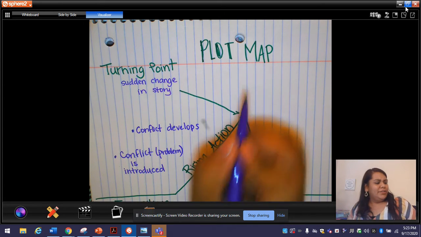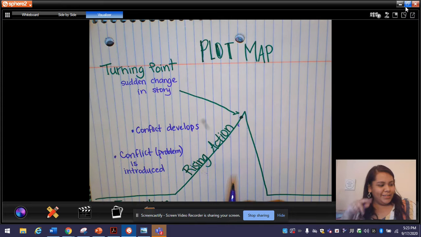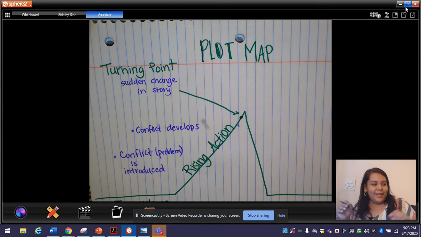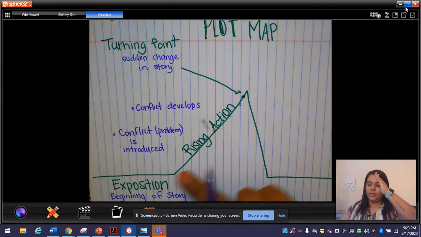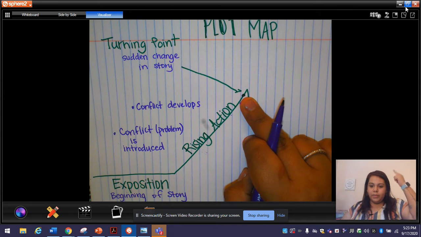And honestly, I just noticed that the picture in the little plot map in your packet, like the hand, that's what it means. That's what it's doing. It's like turning. It's kind of a creepy hand, to be honest. So real quick, let's just do a run through. The beginning is my exposition, my little fist. The rising action, it starts building, and then I get a little turning point.